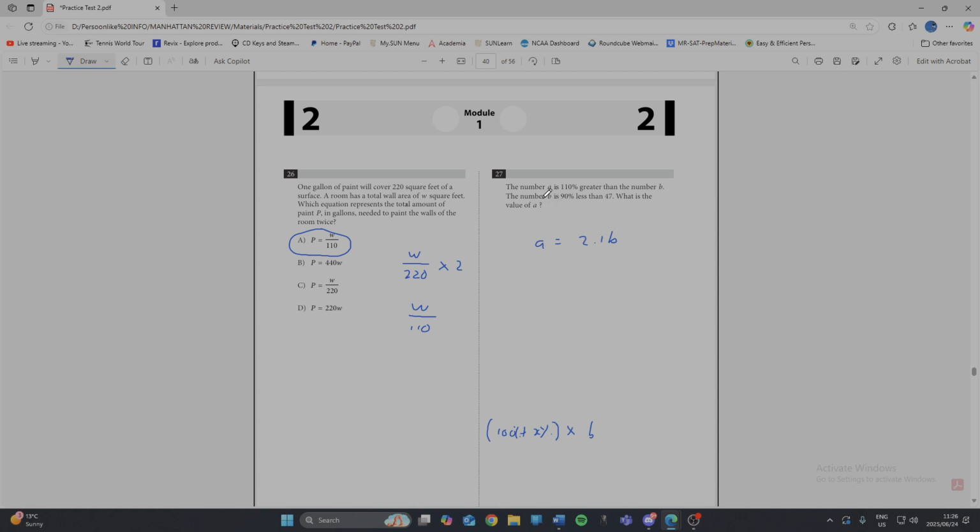But then it also says the number B is 90% less than 47. So we could get exactly what B is. If it's 90% less than 47, B is equal to 0.1 times 47, which is 4.7, right? So we have B is equal to 4.7 and A is equal to 2.1 times 4.7. That is equal to 9.87. Okay, so that is the answer for 27.